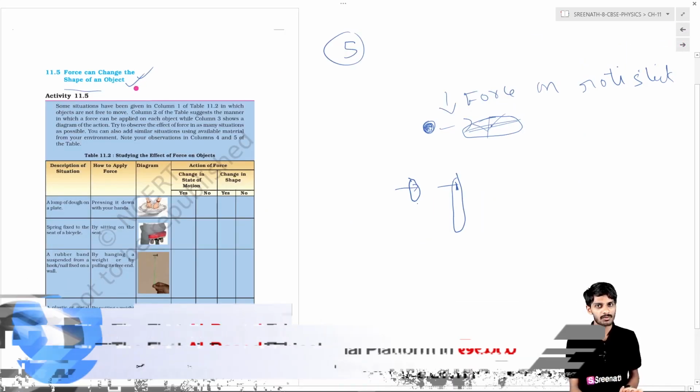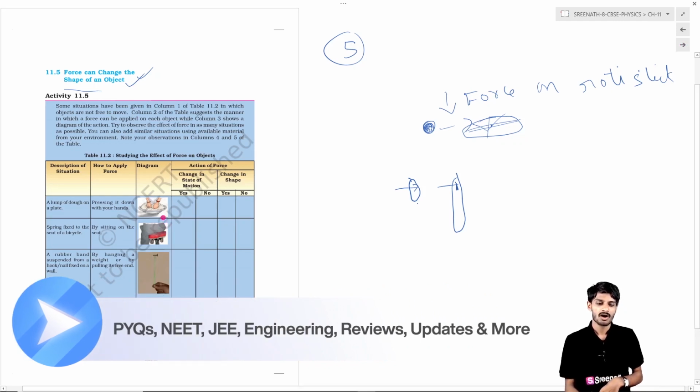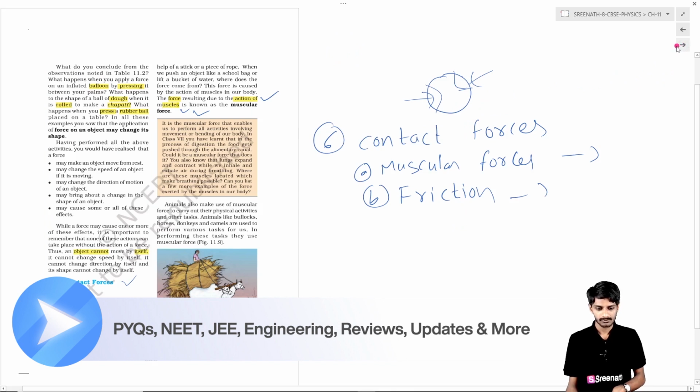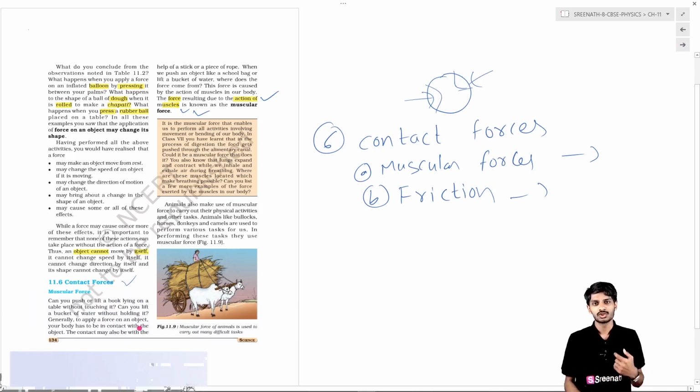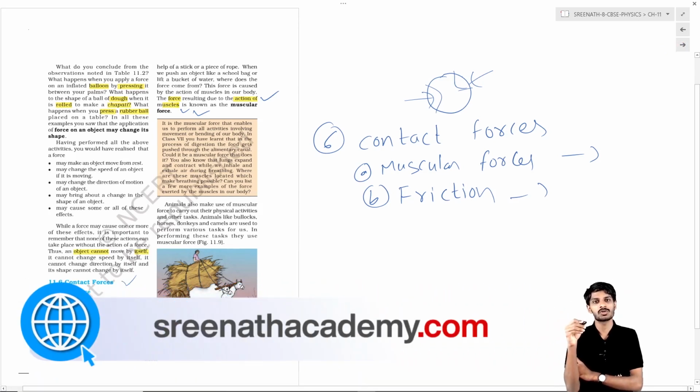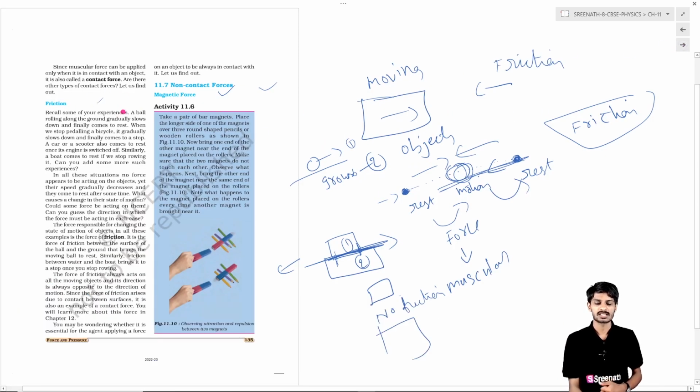Force can change the shape of an object. By applying force, you can change the shape. Next, contact forces. In contact forces, we have muscular forces, the force due to the action of our muscles. Due to the action of our muscles, we are picking something, we are pushing something. Friction forces: the force which always acts in the opposite direction to the movement of the body. The force which comes between two surfaces is called frictional force, which is also a contact force.